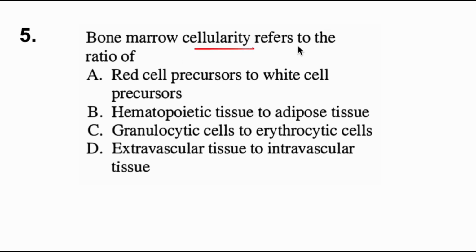Bone marrow cellularity refers to the ratio of B, hematopoietic tissue to adipose tissue. Cellularity is defined as the percentage or ratio of the bone marrow volume that is occupied by hematopoietic tissue and adipose tissue. In a young person, the marrow is highly cellular with very little fat. As we age, hematopoietic tissue is gradually replaced by fat, so cellularity decreases.